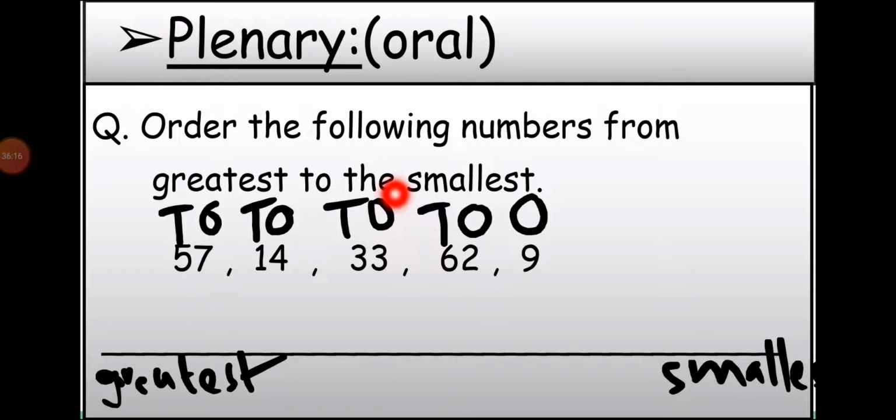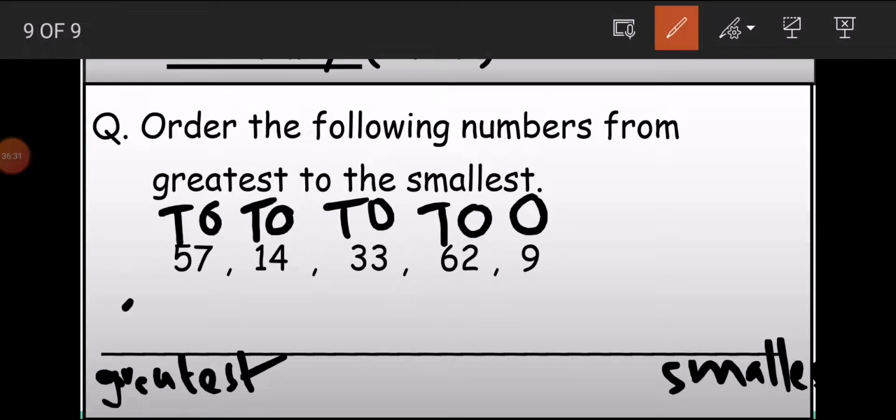So, start by finding the greatest value. Tens is the greatest value. So, which tens is the greatest? 5 tens, 1 ten, 3 tens, 6 tens, 0 tens. Which one is greatest? 5 tens? No. 6 tens. So it means 62 is the greatest number. Then put the comma. We have done 62.